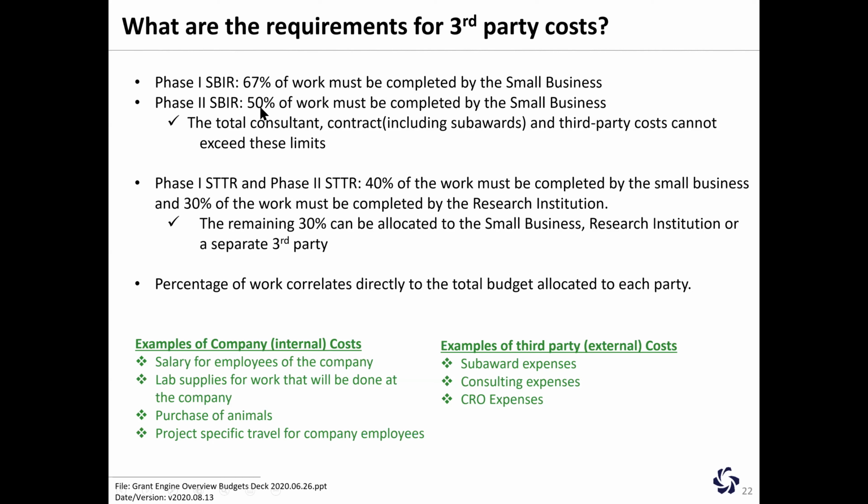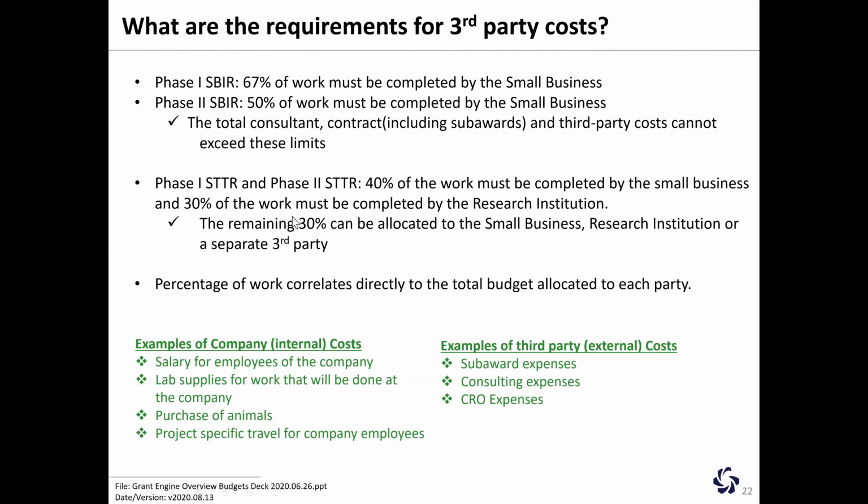For a phase 2 SBIR, that limit increases. You can go up to half of the work. At least half of the budget must be spent by the small business. What is not included inside the small business costs? Consultants, external contractors, so CROs, contract manufacturers, medicinal chemistry, et cetera, and subawards to UNC, for example, and other third-party costs cannot exceed those limits.